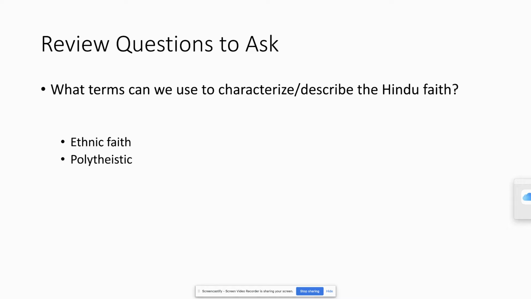So first, some basic details. How can we characterize and describe the Hindu faith? One of the terms we learned was ethnic faith, and that's opposed to a universalizing faith. So we know that ethnic faiths typically are built around a particular group of people in a particular place. And so that's certainly true of Hinduism, based on the Indian people in the subcontinent of South Asia. We can also label Hinduism as generally polytheistic. So, as opposed to, say, Judaism or Christianity being monotheistic, where there's only one God that's particularly worshipped, in polytheistic religions, we know that there can be more than one.